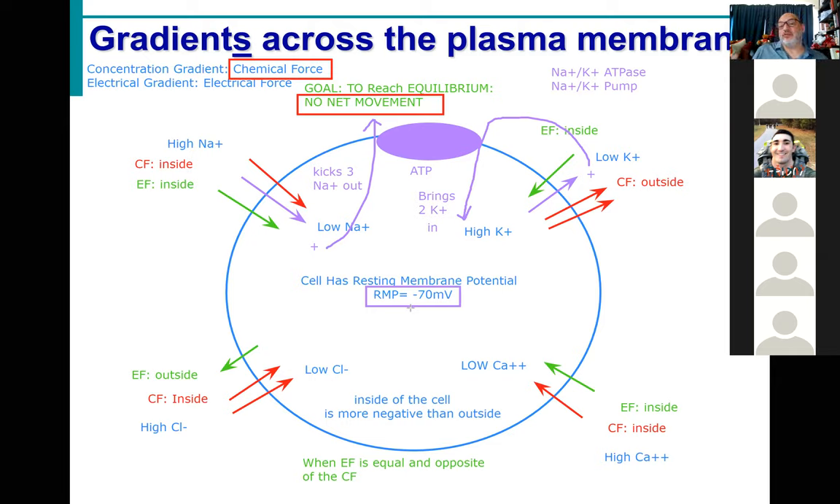In fact, when a cell is at rest and not doing anything else, about 25% of the cell's ATP is being used just on these pumps, just to kick sodium out of the cell and bring potassium back in. So this plays a major role in helping to maintain the resting conditions and allowing the cell and these concentration gradients, which allows the cell to do work.